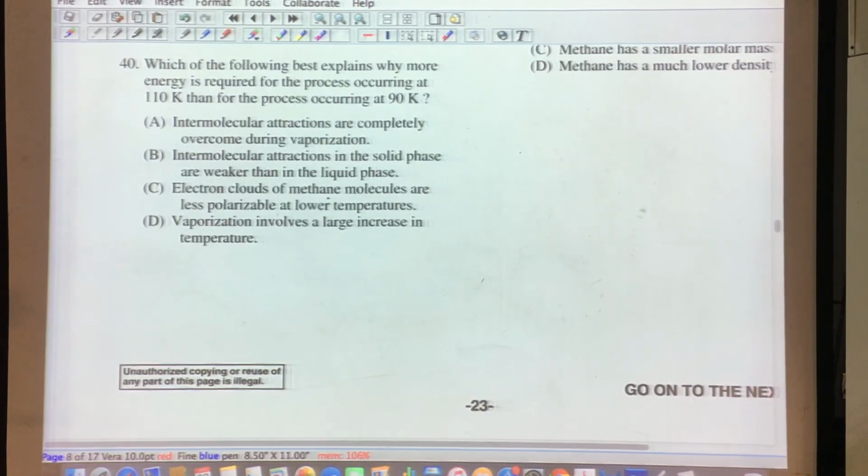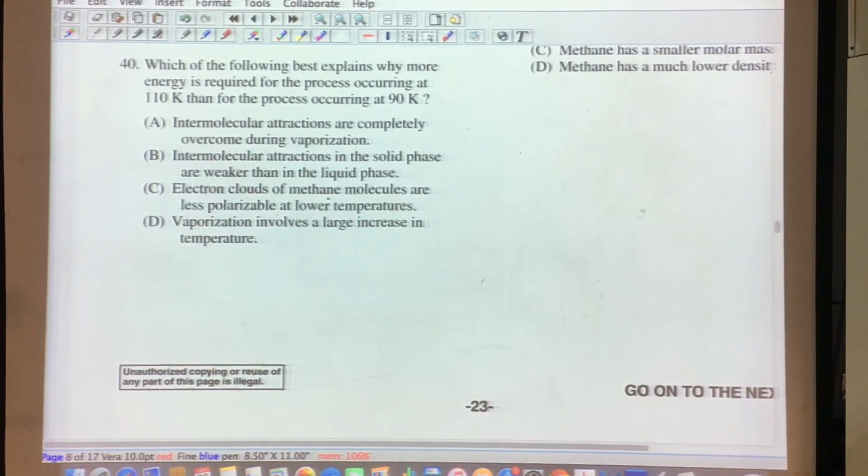Number 40. Which of the following best explains why more energy is required for the process occurring at 110 Kelvin than the process occurring at 90?